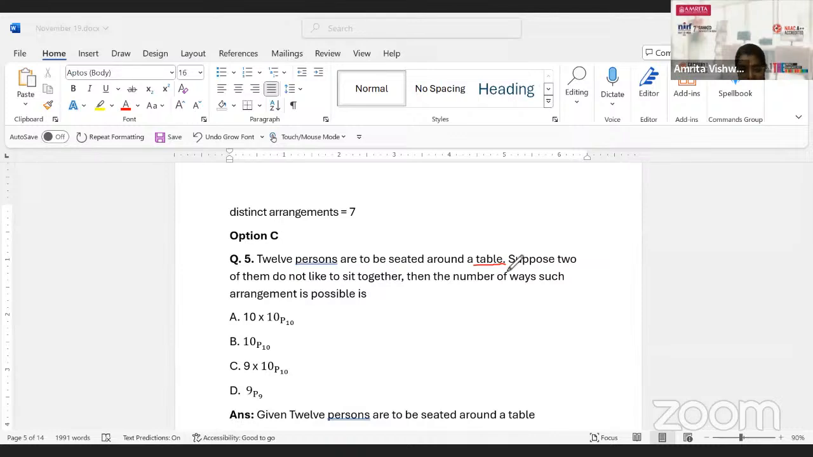12 people are to be seated around a table. Suppose 2 of them do not like to sit together, the number of ways in which the arrangement is possible is. So I'm looking at your answers. If you have completed, you can give me the answer in the chat box. Is it 10 into 10P10, or 10P10, or 9 into 10P10, or 9P9? It's about how you're going to solve this question. It's a very simple question, and these types of questions often repeat in the examinations.